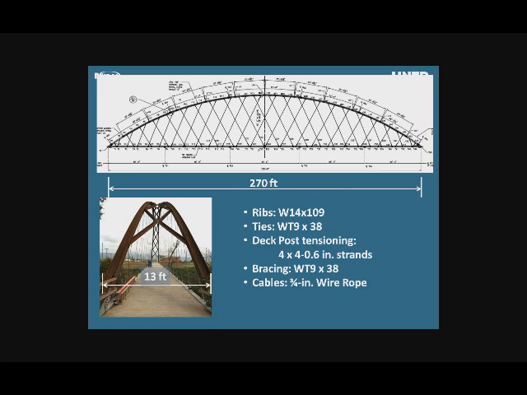I want to show you this example. This is Happy Hollow network tied arch. This was a particularly challenging structure. If you just look at the rib dimension, this is a W14 by 109, an extremely slender rib, turned on its side. The slenderness ratio of that rib before the cables are installed, so just the rib by itself, was KL/r of 1,000. So clearly not stable on its own.